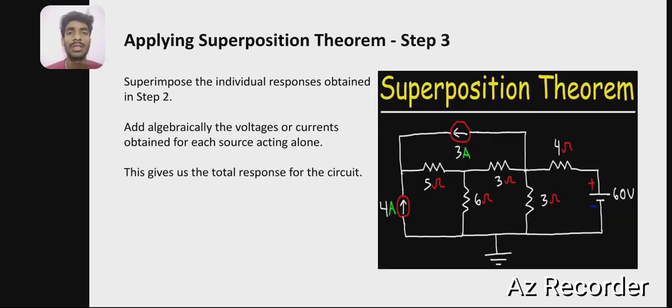Applying the superposition theorem. Step 3. Superimpose the individual responses obtained in step 2. Add algebraically the voltage or current obtained for each source acting alone. This gives us the total response of the circuit.